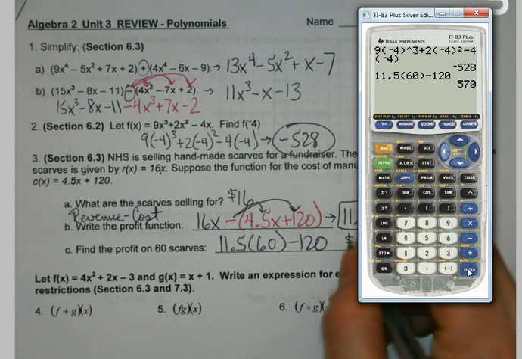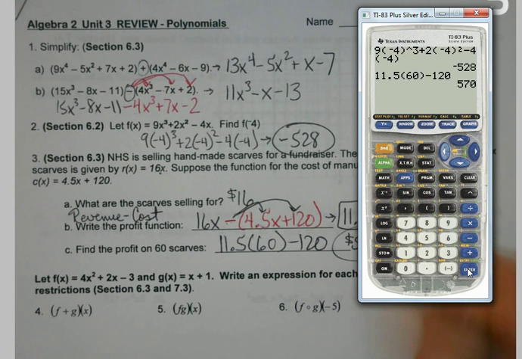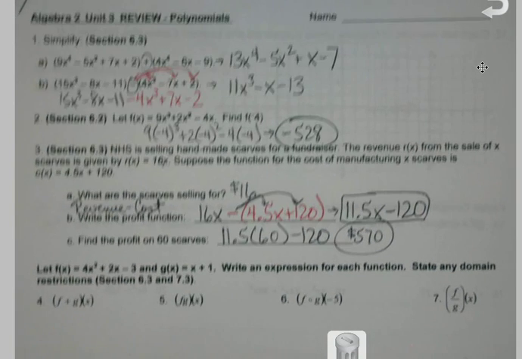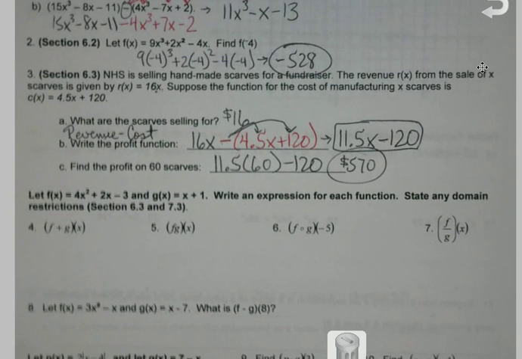And I find out we'd make about $570 on doing this one. But again, it's this form, knowing it's revenue minus cost, is going to be your big thing with that. All right, let's see what else we got here.